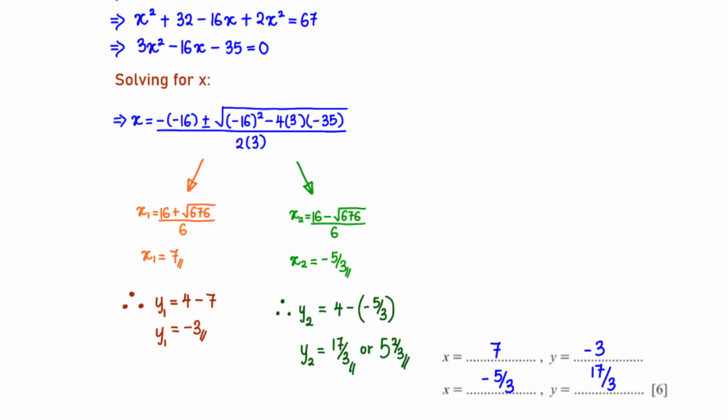We can find the corresponding y values for these x values by placing their values into either equation 1 or equation 2. Let's pick equation 1. When x is 7, y is 4 minus 7. 4 minus 7 is negative 3. When x is negative 5 over 3, y is 4 minus negative 5 over 3, which is 17 over 3.